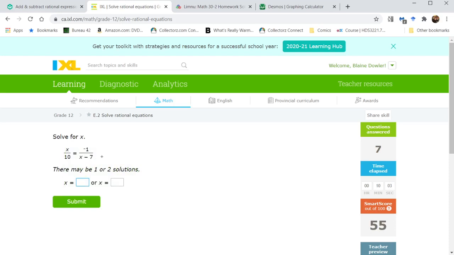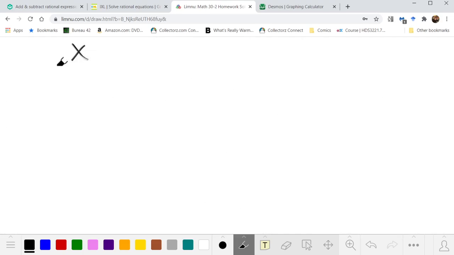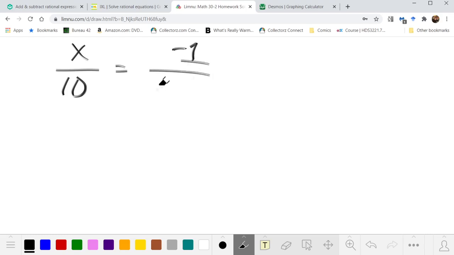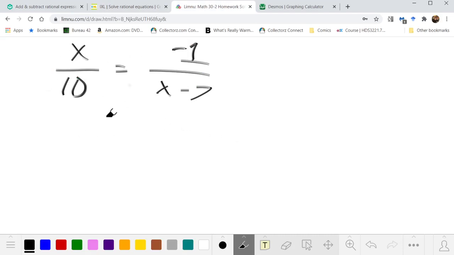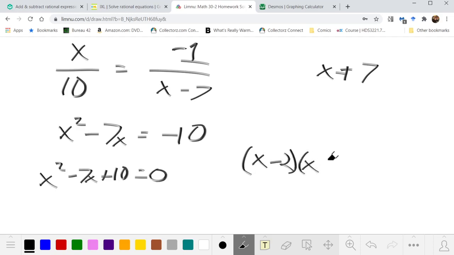So now we do have one possible non-permissible value. We have x over 10 is a negative 1 over x minus 7. Cross multiplication here, given that x cannot be a positive 7, gives us x squared minus 7x equals a negative 10, or x squared minus 7x plus 10 equals 0, which factors to x minus 2, x minus 5 equals 0. So our two solutions are 2 and 5.